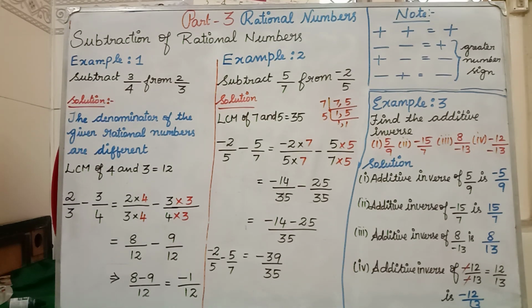Now in the fourth example, additive inverse of minus 12 by minus 13. In both the numerator and denominator we are having minus. In this case, you should not blindly put positive 12 by 13.